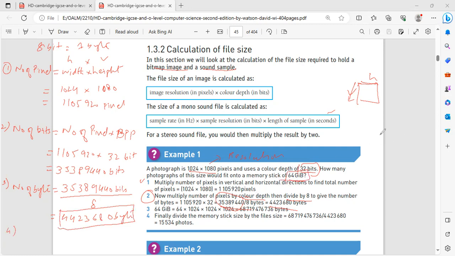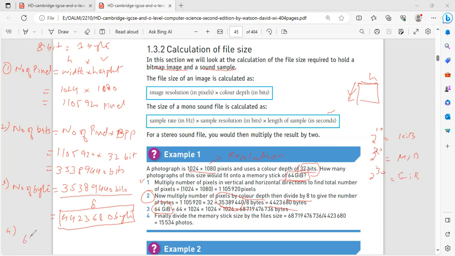64 GB, okay? So, remember, 2 power 10 is equal to KB bytes, 2 power 20 is equal to MB bytes, and 2 power 30 is equal to GB bytes. It means I need to use 1024 three times to find the 64 GB. So basically, I need the number of bytes in terms of 64 GB.